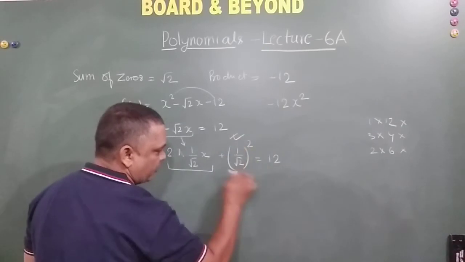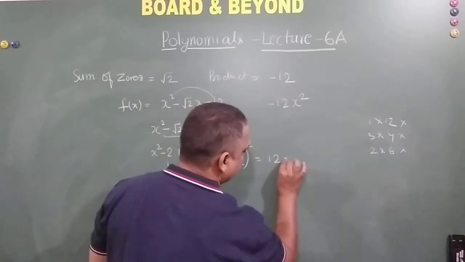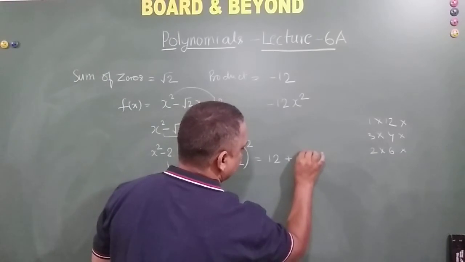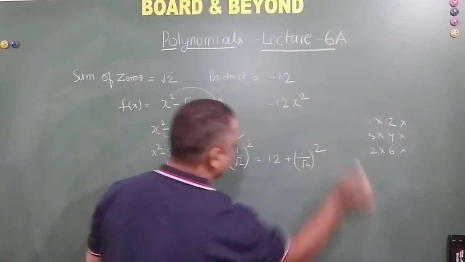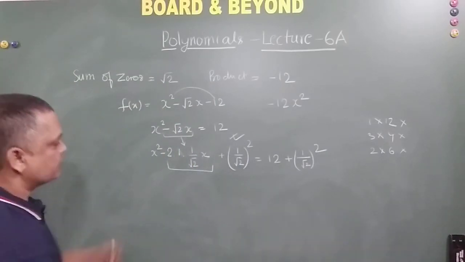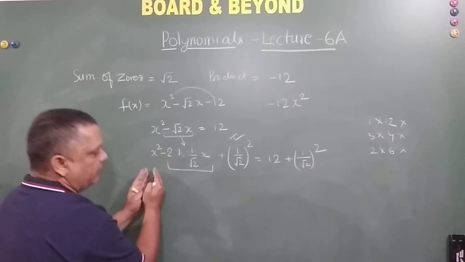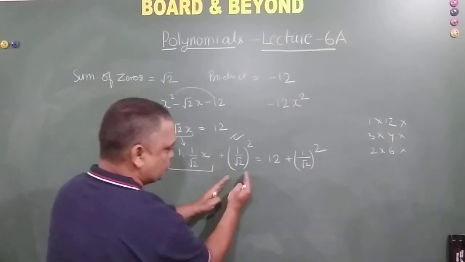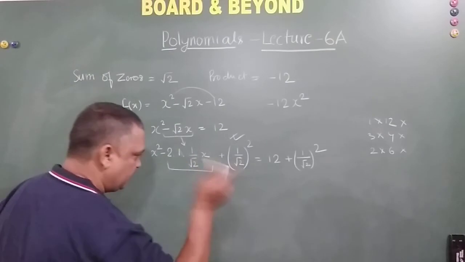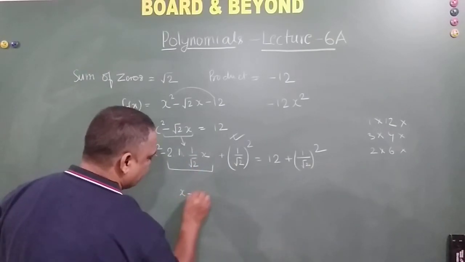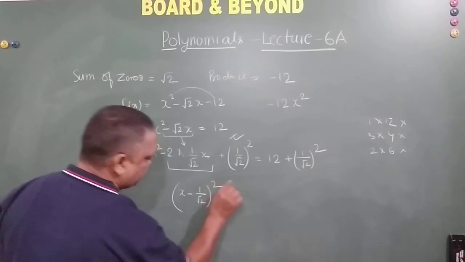I'm talking about this term. We have added this, okay? So on the other hand side also we should add this. So this is equal to 1 by root 2 square. We should add it. Now what's happening on the left hand side? a square minus 2ab plus b square, right? So that is always equal to a minus b whole square. So x minus 1 by root 2 whole square.